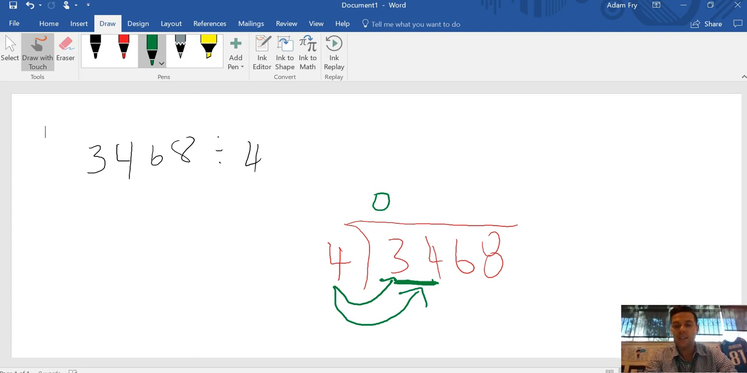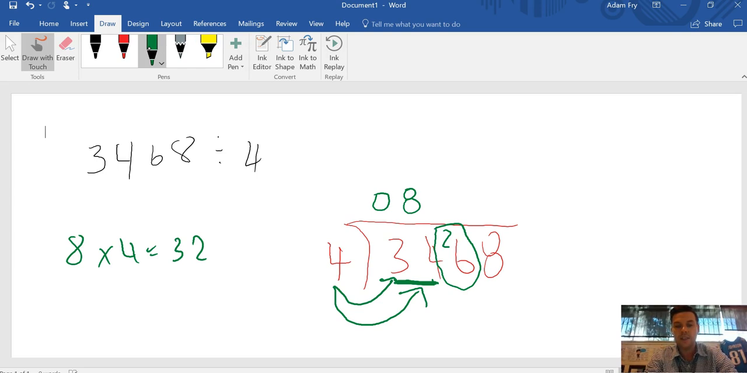Now 8 times 4 is 32, so that's the closest number to 34 that our 4s go into. That leaves 2 left over. If 8 times 4 equals 32, we need to get to 34, so it leaves 2 left over. Now this 2 up here, unlike addition, we don't add it on. This actually becomes 2 tens.